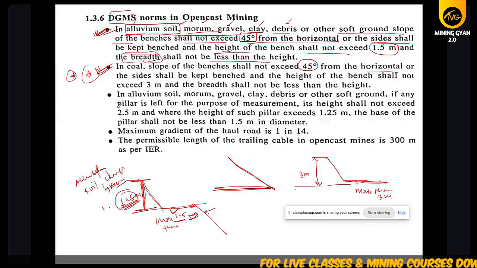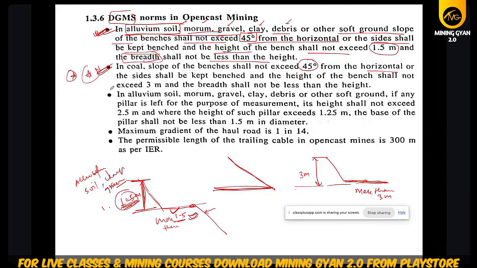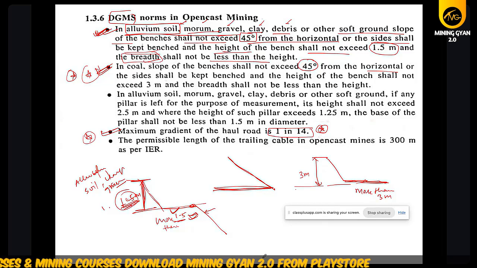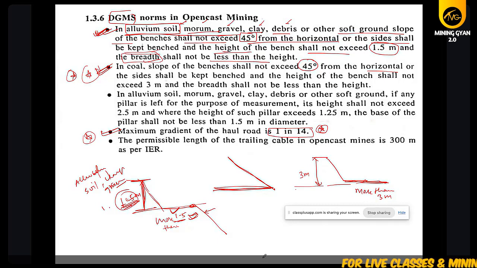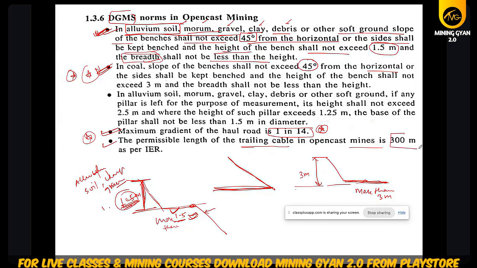What are the DGMS rules for alluvial, morum, gravel, clay, debris, soft ground, and the maximum gradient of the haul road should be 1 in 14. You should also remember the maximum gradient for the haul road should be 1 in 14. You will read it in your legislation part, but these are mentioned specifically in your A.K. Gorai, so you should remember these 4 or 5 points. The permissible length of the trailing cable in open cast is 300 meter. So the length of the trailing cable should not be more than 300 meter.